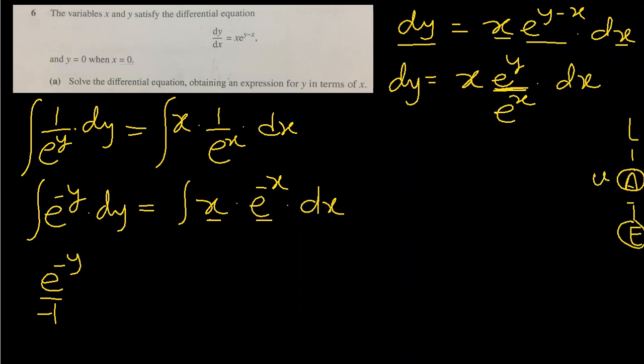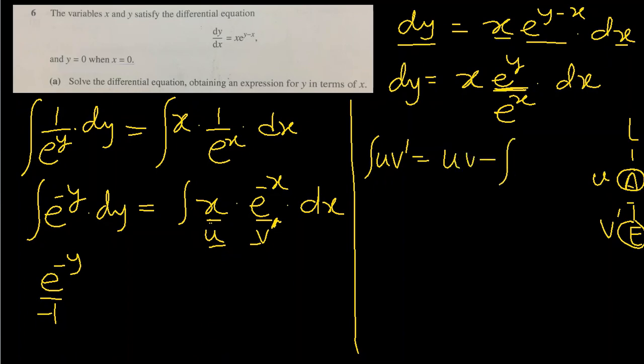That means this will be u, this will be v prime. So algebraic x is our u and e to the power minus x is v prime. We know that integration of u v prime, which is our question, is equal to uv minus integration of u prime v. So in place of this, we can write this. So let me do it on the right side and then I'll come back to our main solution.